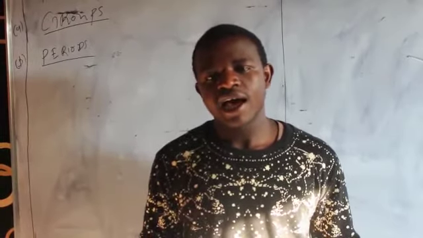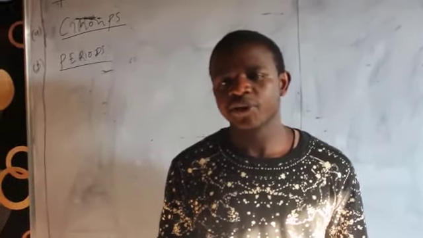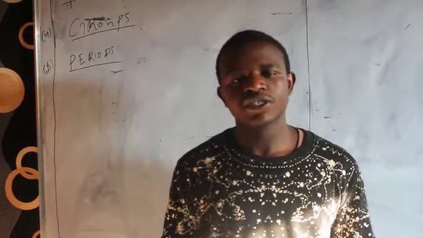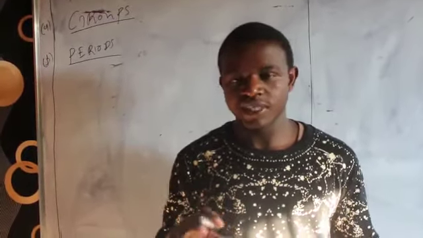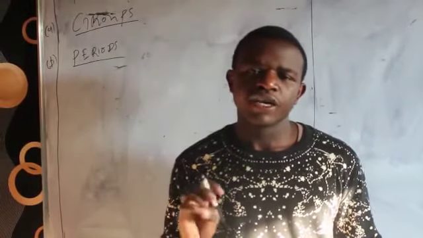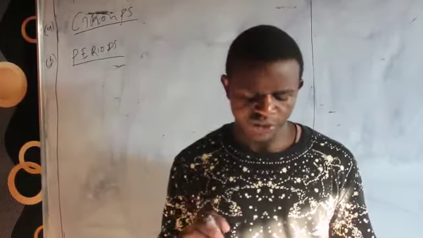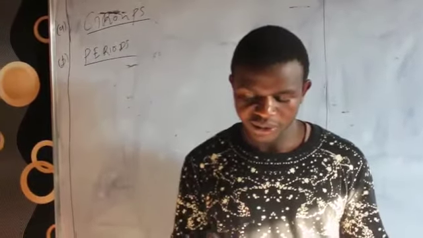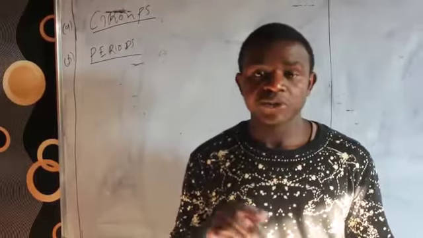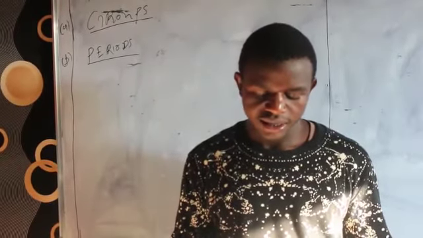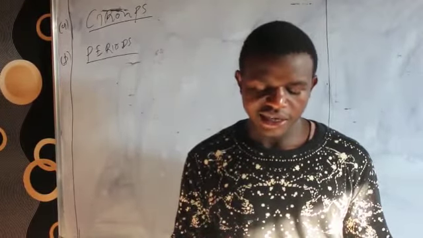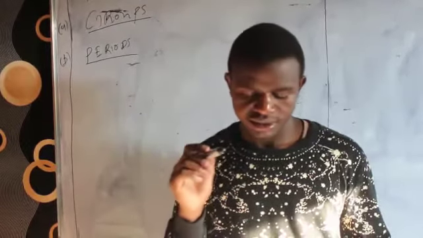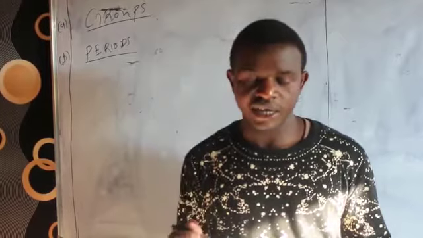And elements are arranged in a certain period according to the number of shells they have. If we look at helium and hydrogen on the periodic table, they are both in period 1. The reason why helium and hydrogen are in period 1 is because they only have one electronic structure.